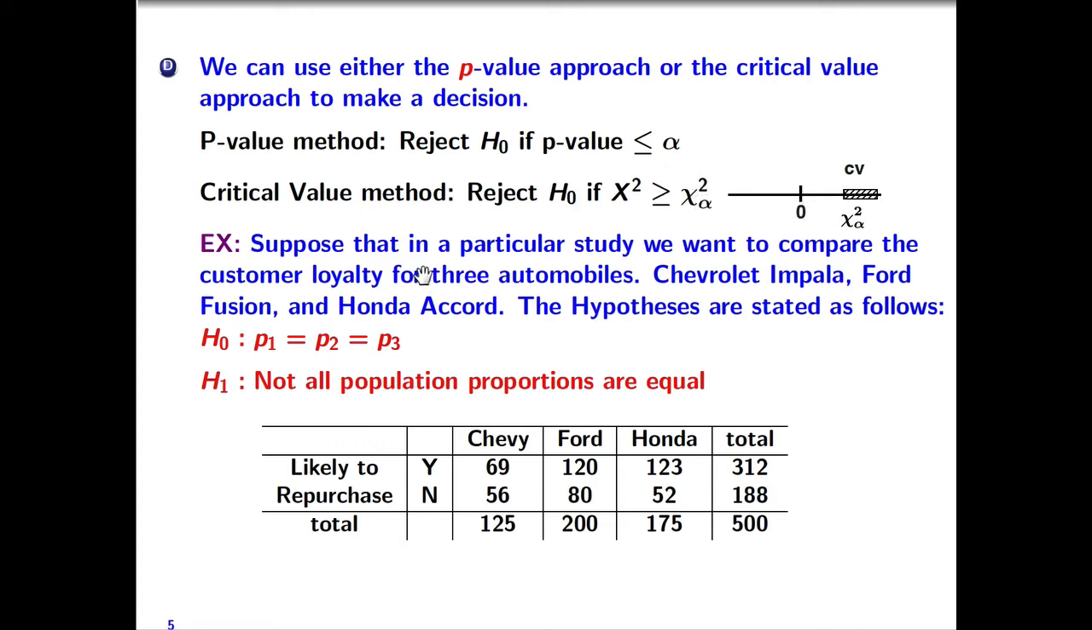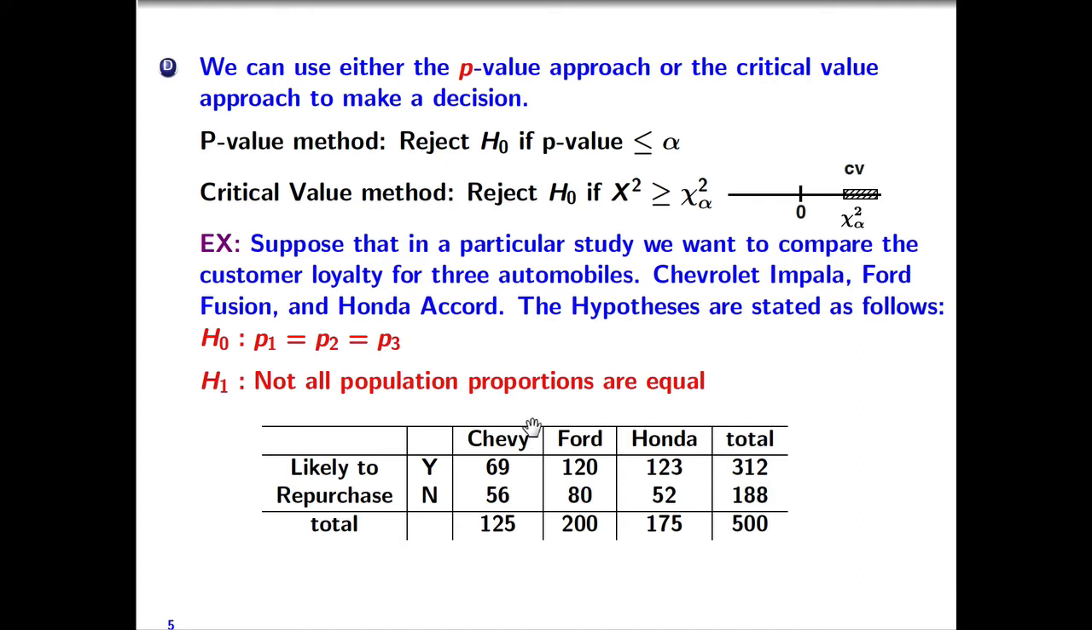Now, let's look at an example. Suppose that in a particular study, we want to compare the customer loyalty for 3 cars: Chevy Impala, Ford Fusion, and Honda Accord. The hypotheses are stated as follows. H1, not all population proportions are equal. H0, P1 equals P2 equals P3. So keep in mind, k is 3. So you have 3 populations or 3 proportions.